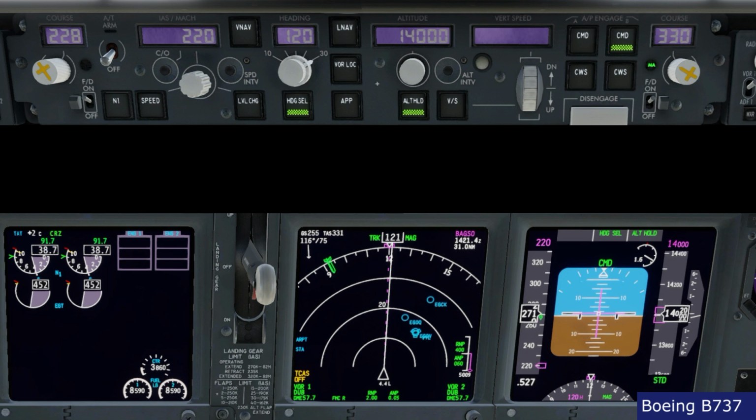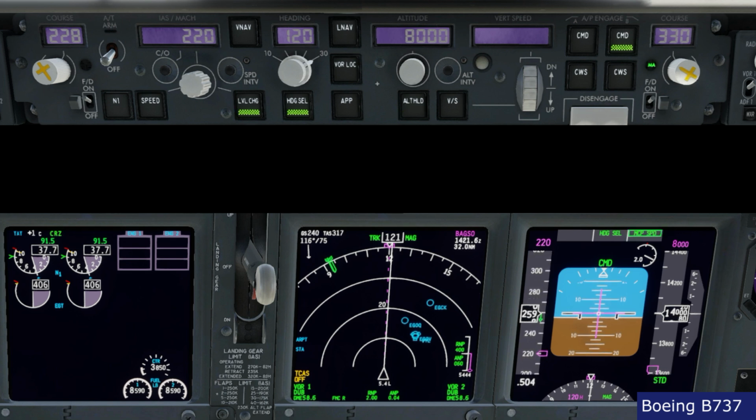Okay, good. Let's do the same example in the descent. Not a big deal. I'm still in manual thrust at the moment. I select a lower altitude and I go level change. Once again, the aircraft will use the pitch to make the speed. At the moment, the thrust is idle, but the speed is higher.